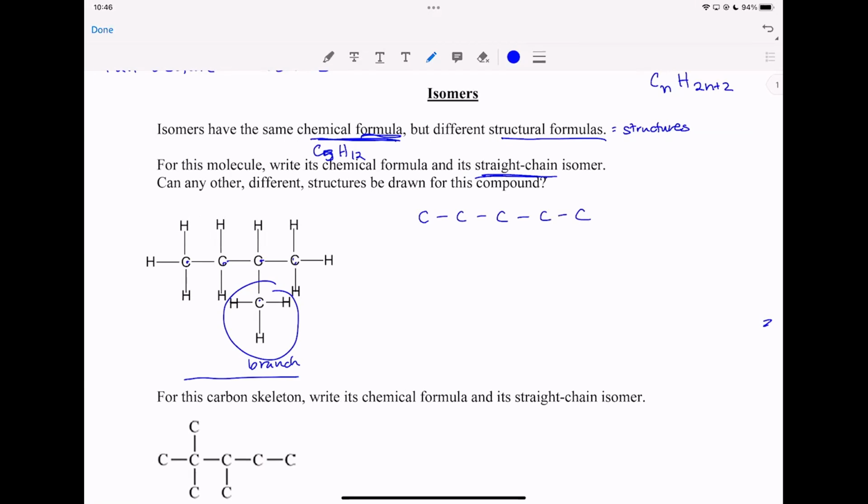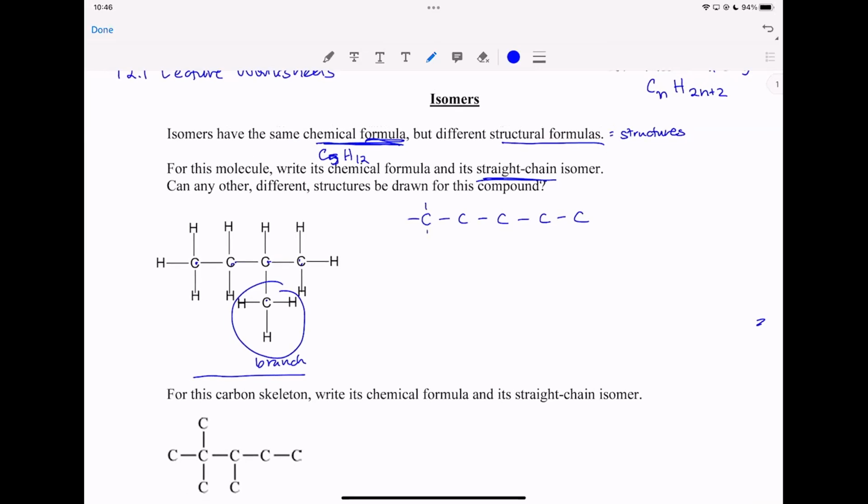And those 5 carbons all have single bonds, and they all have to have 4 bonds coming out of a carbon. And those bonds that are not attached to other carbons are going to be to hydrogens. So make sure every carbon has 4 bonds, and that those bonds that are not attached to carbons are attached to hydrogens. So this is called the straight chain isomer, when you just have the carbons without any branch. Okay, so this is the straight chain isomer here.